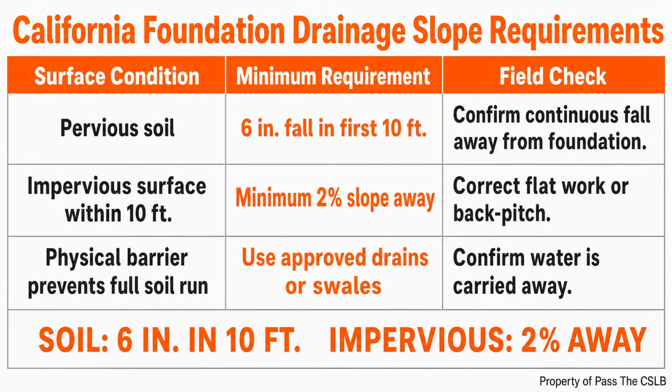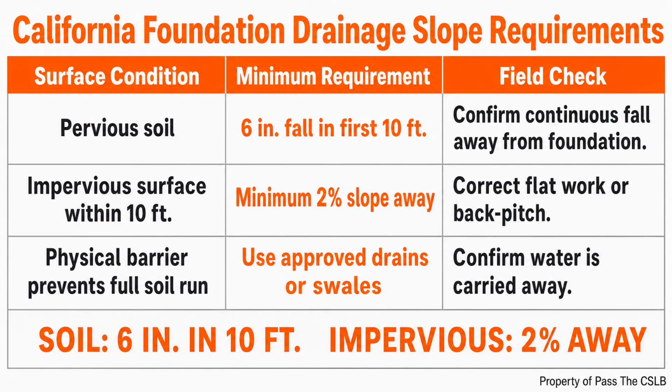Soil falls 6 inches in 10 feet. Impervious surfaces fall at least 2% away. Seventh, make sure the competent person has both hazard knowledge and real authority to correct the work. That is the connected web I want you to remember.